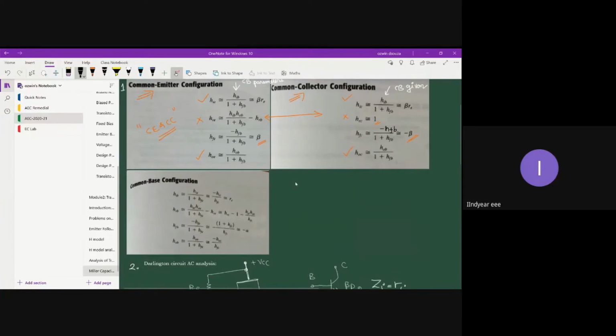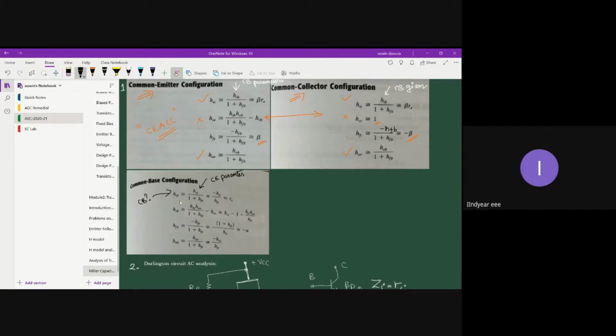Okay. And common base configuration. Okay. Let's say you are being given the CE parameters. So with the CE parameters, how will you find the CB parameters? How will you find the CB parameters?